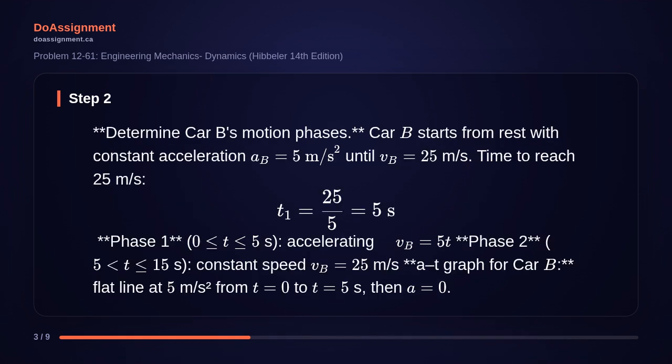Car B accelerates at 5 meters per second squared. Dividing 25 meters per second by 5 gives 5 seconds to reach top speed. After 5 seconds, Car B cruises at a constant 25 meters per second. On the acceleration time graph, Car B shows a flat line at 5 from 0 to 5 seconds, then 0.